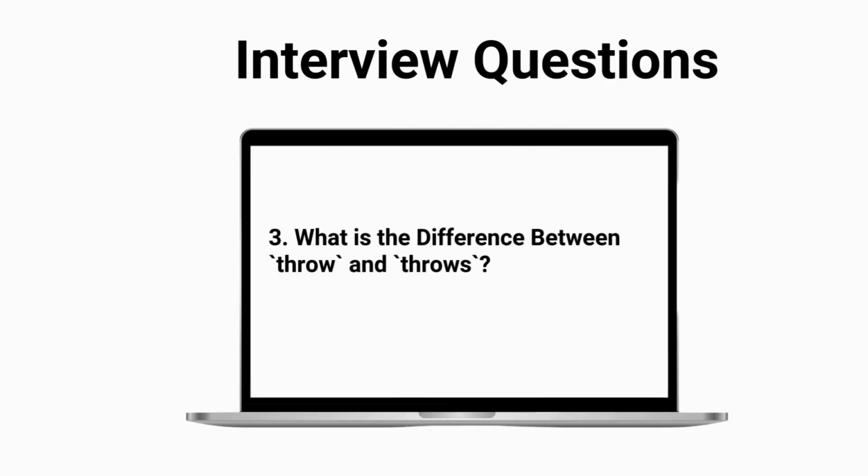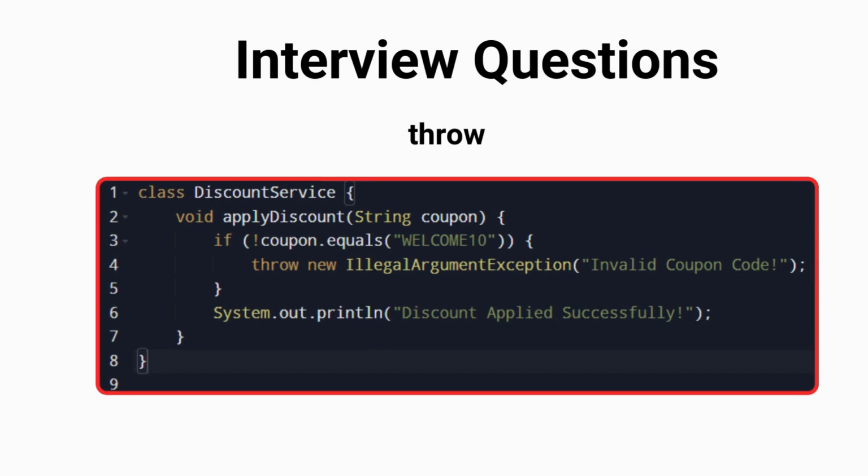Question number 3. What is the difference between throw and throws? Throw and throws are both used for exception handling, but they are different. Throw is used to explicitly throw an exception inside a method. Throws is used in a method signature to declare that an exception might be thrown. Let's see the example using throw. Suppose a customer is trying to apply an invalid discount coupon.